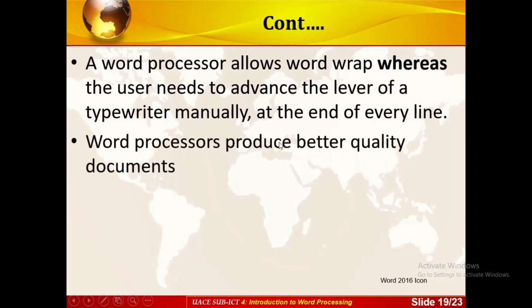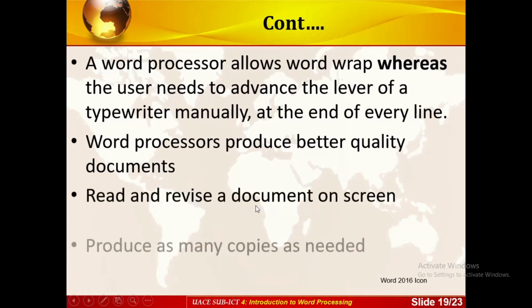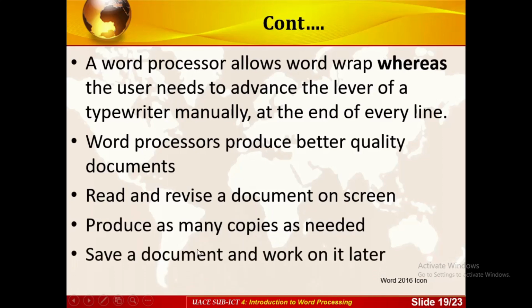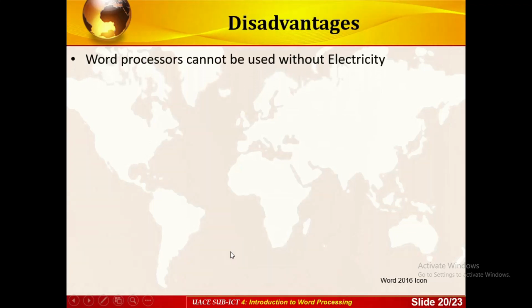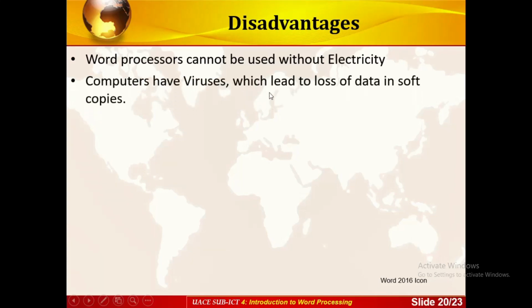The word processor produces better quality documents. You can read and revise the documents on the screen, which is not possible with the typewriter. You can produce as many copies as needed because you can copy and paste. Lastly, you can save a document and work on it later. However, we have some disadvantages: it requires electricity to be used. It's a computer, and computers have viruses, of course, which lead to loss of data and soft copies.